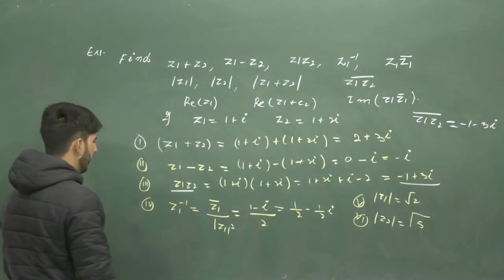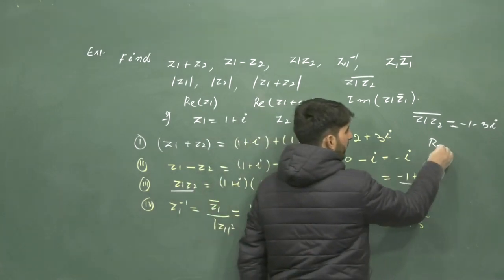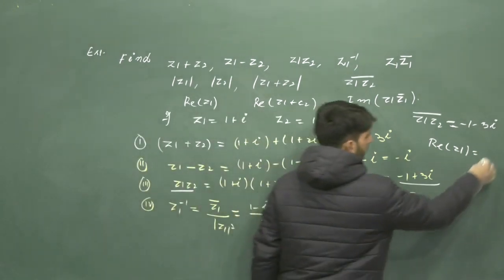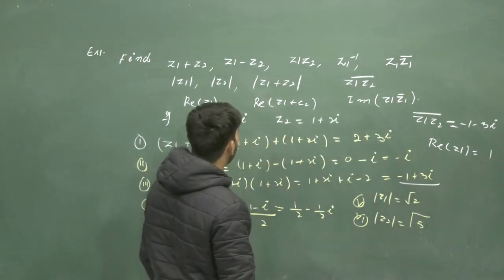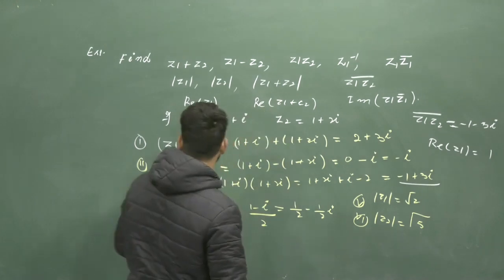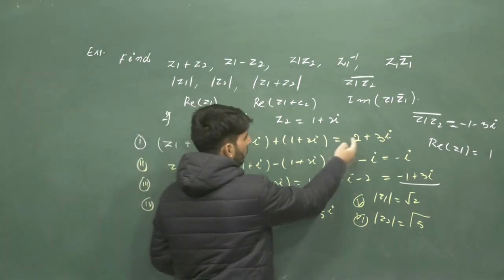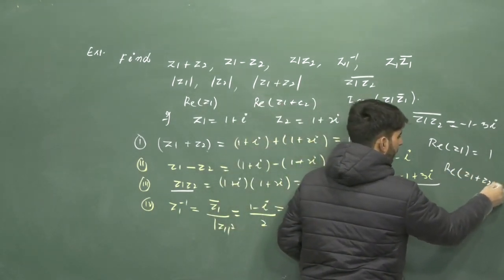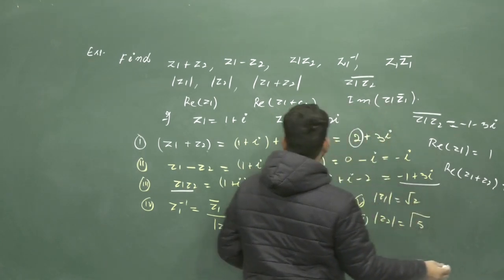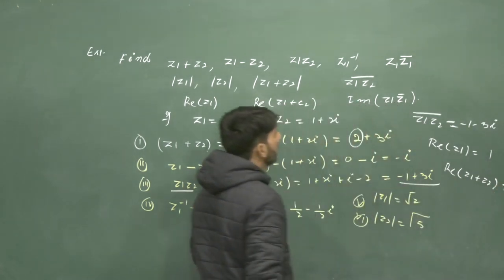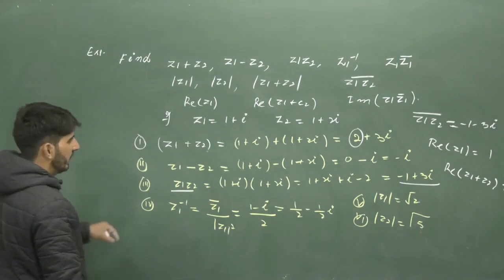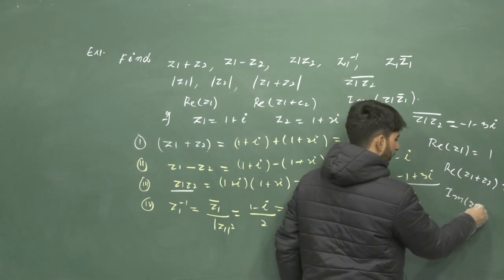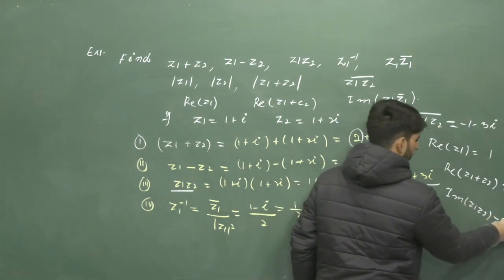Real part of z1: what is the real part of z1? That is 1. Real part of z1 plus z2, its real part is 2, so the real part of z1 plus z2 is 2. Imaginary part of z1 into z2 is 3.